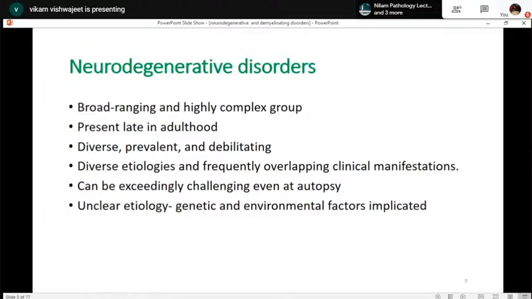It is very difficult to diagnose neurodegenerative disorders even at autopsy. In most cases, biopsies are not usually done because the findings are very overlapping, and often these diseases do not have a definite cure yet. So it is often not recommended to biopsy these lesions. Most of these lesions are diagnosed on autopsy studies. These diseases have unclear etiology, with genetic and environmental factors implicated.